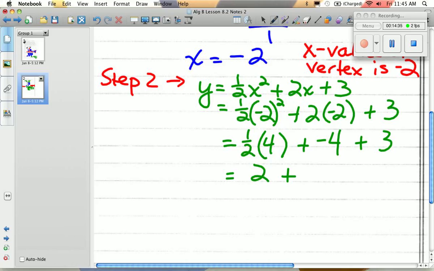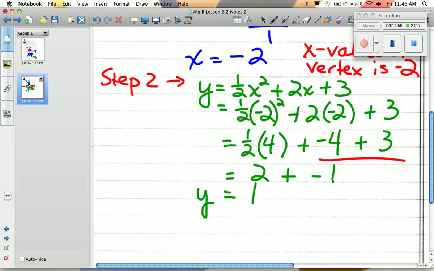We could take this negative 4 and this plus 3 and add those together right now in this step also. What's negative 4 plus 3? Negative 1. And 2 plus negative 1 is positive 1, right? So y equals 1.